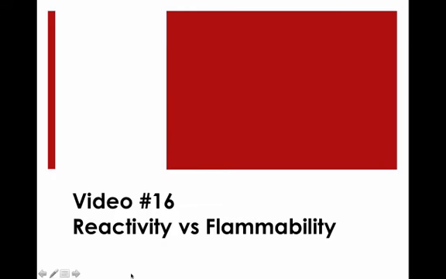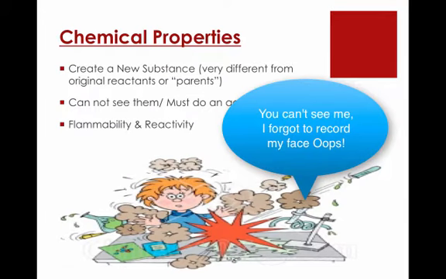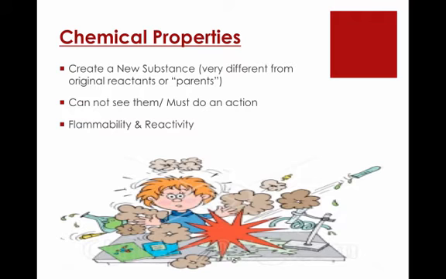Welcome everybody, this is number 16 and we're going to get into talking about the difference between reactivity and flammability. So remember, chemical properties is when you create a new substance that's very different from the original. I like to call those the parents, or the ones that you start with, those reactants. And remember, I used the example with you with hydrogen gas and oxygen gas turning into water.